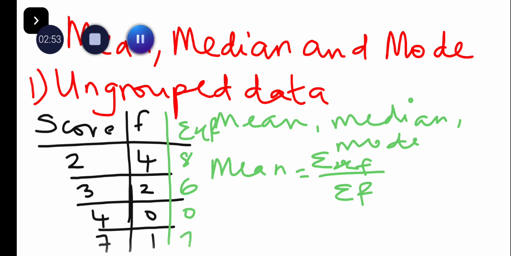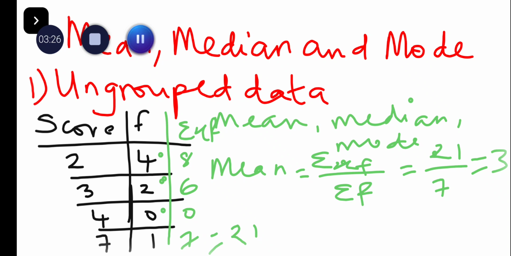7 times 1, 7. When we sum this, 8 plus 6, 14. Plus 0 is still 14. Plus 7 gives us 21. That's our summation xf. So we have 21. Then summation f is the sum of the frequency. 4 plus 2 is 6. Plus 0 is still 6. Plus 1 is 7. So we have 21 divided by 7, which is 3. So the mean of these scores is 3.